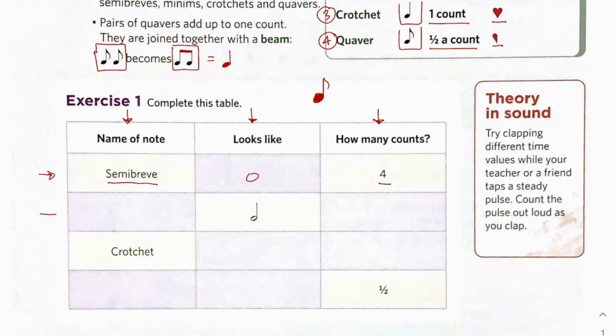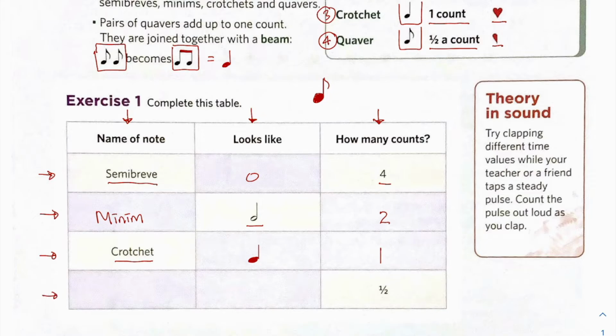Next row, name of note is missing. But under looks like, we see that this is a minim. So we're going to put in minim. How many counts are there in the minim? The answer is 2. So next row, under name of note, it says crotchet. And crotchet looks just like a minim, but it's shaded. So we're going to shade the note head here. And we are going to add the stem on the right side. Crotchet is worth 1 count, so we're going to put 1 here.